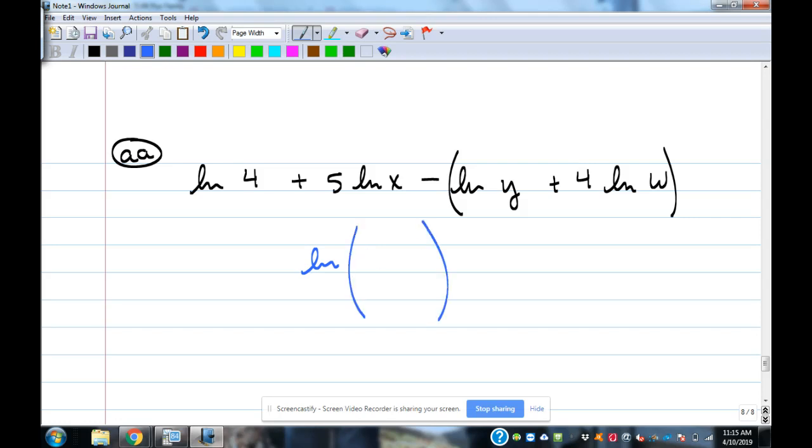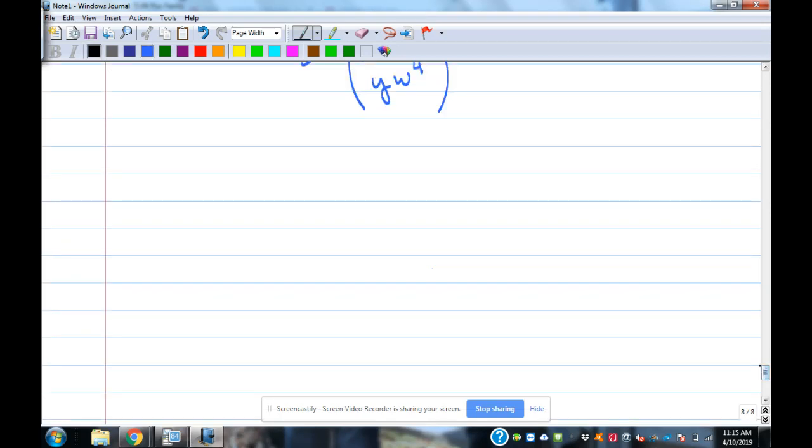What changes? The W. Yeah, that's right. So you got 4x to the 5th up top, and then y w to the 4th. The parentheses make the difference on what all goes to the bottom there. So paying attention to parentheses is very important when you start condensing logarithms. Let's do one more, and then we're done for the day.